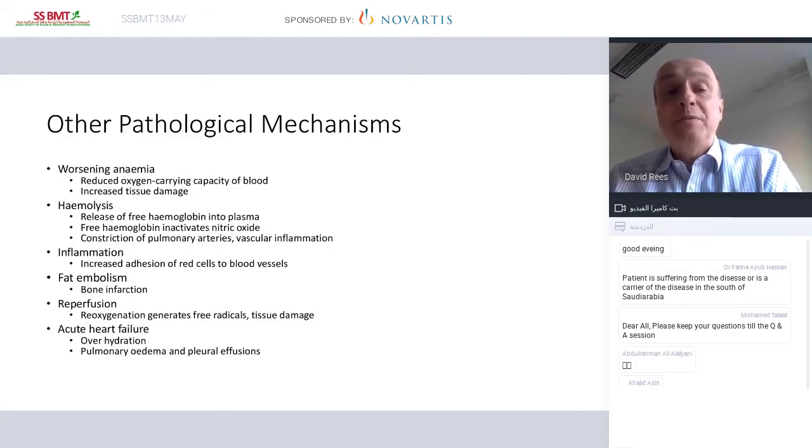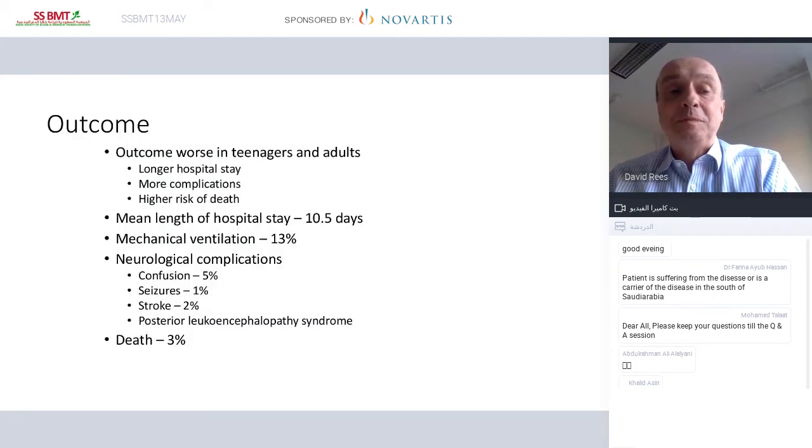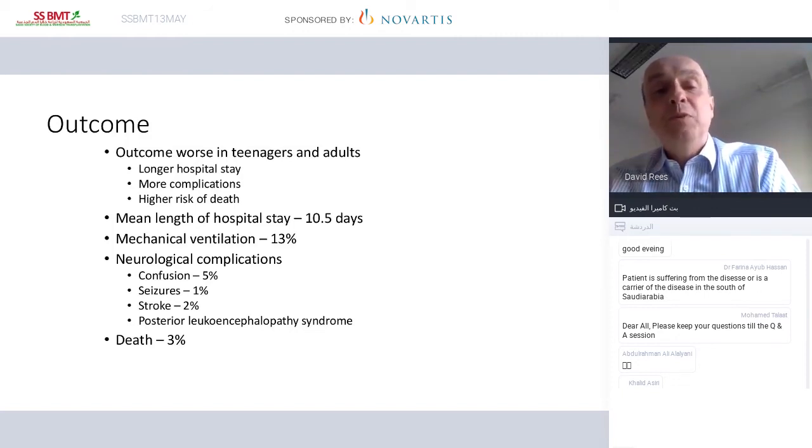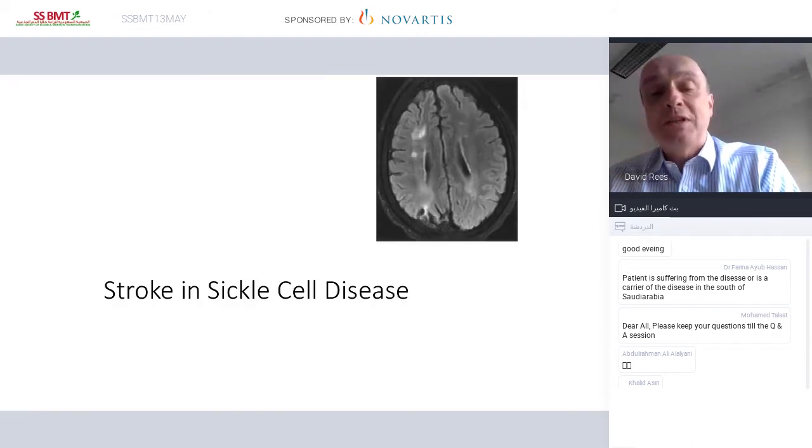There are other pathological mechanisms taking place in acute chest syndrome, including hemolysis and inflammation. The symptoms typically involve fever and cough, and the outcome tends to be fairly good in children and worse in teenagers and adults. Typically, people are in hospital for 10 days. A small number, 10% of adults, require mechanical ventilation, and about 3% die. Again, in the pediatric population, the death rate is less.